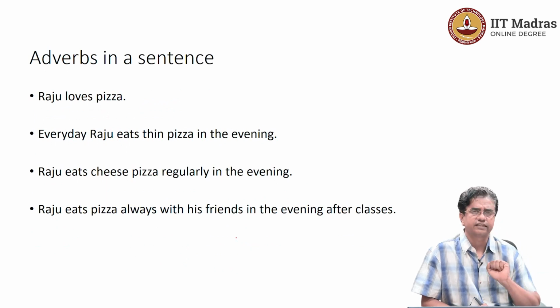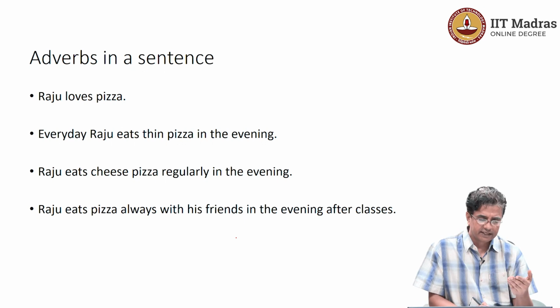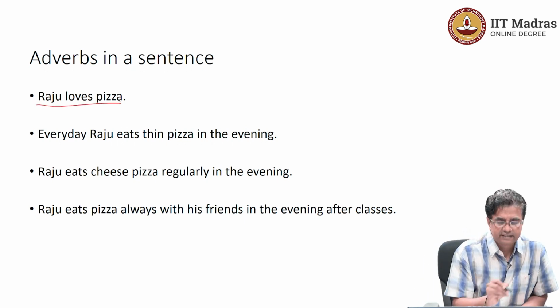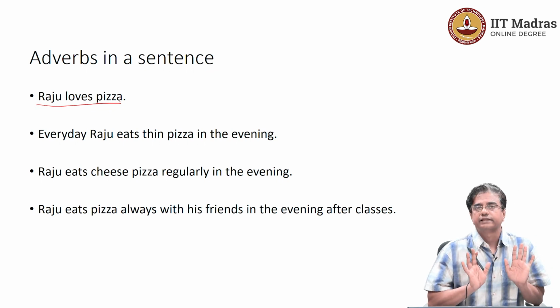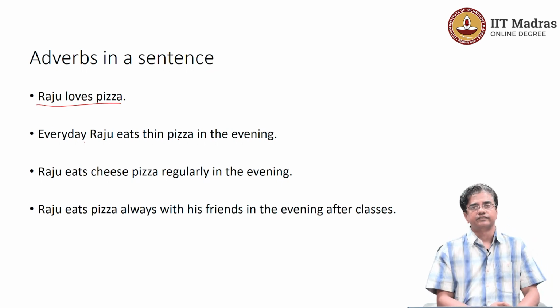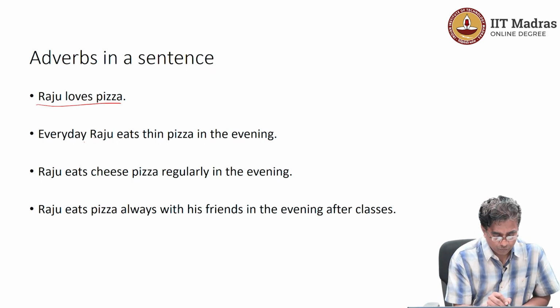So let's now look at some more examples of adverbs in a sentence. You understand this sentence, Raju loves pizza, is a canonical, simple sentence. Now, every day Raju eats thin pizza in the evening. And this is what I was trying to tell you, to do that for yourself. So look at this. What is this?